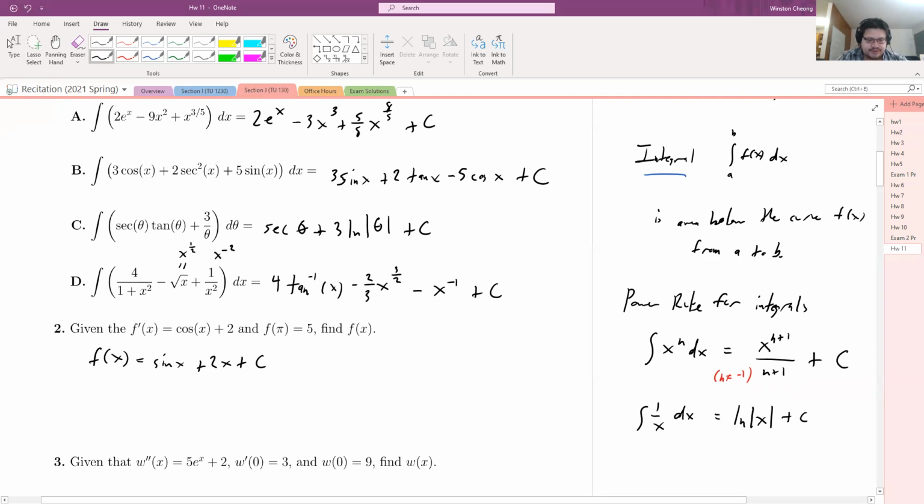So if I plug in pi, I'm supposed to get 5. So f of pi, well, sine of pi is equal to 0. So we end up with 2 pi plus c is supposed to equal 5. And so solving for c, we get that c is equal to 5 minus 2 pi. Okay. So this finds for us what the value for c is supposed to be. And lastly, we should rewrite the function, but with the constant plugged in. That way we've specified the exact solution.